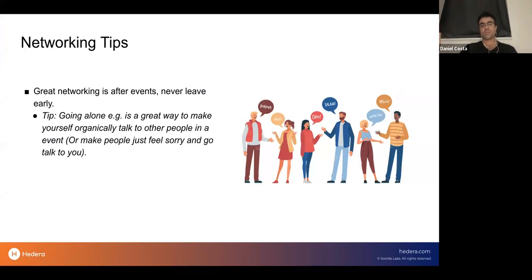So one thing I notice about great networking is after events. Sometimes you have these startup events, and it's coordinated and has a structure. And then a lot of people say, okay, thank you so much, and some people leave. If you're serious and want to get your foot through the door, don't leave. Going alone is a great way to talk to other people. If you're in a group of 3 or 4 people, you might just stay there, looking, and getting a bit coy.